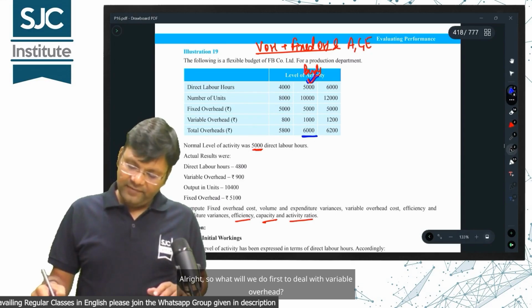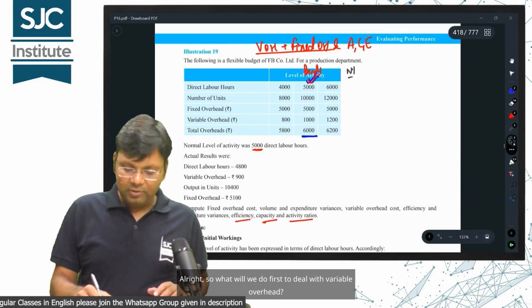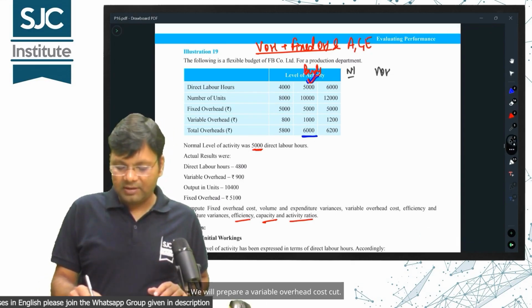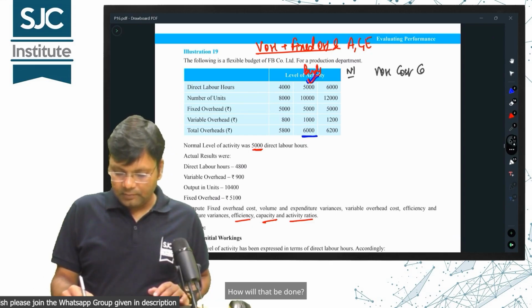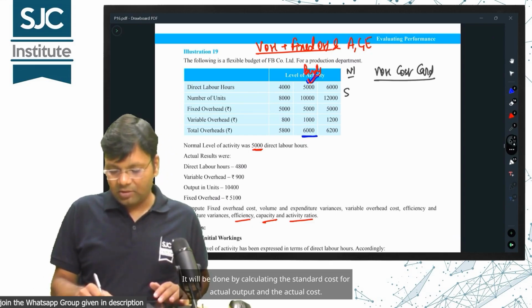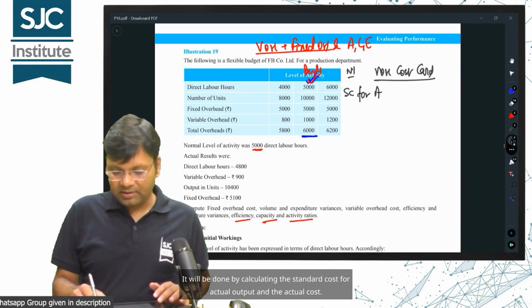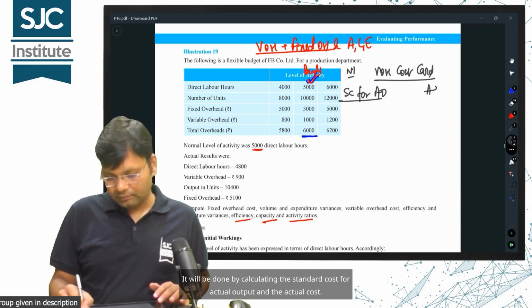Alright, so what will we do first to deal with variable overhead? We will prepare a variable overhead cost sheet. How will that be done? It will be done by calculating the standard cost for actual output and the actual cost.